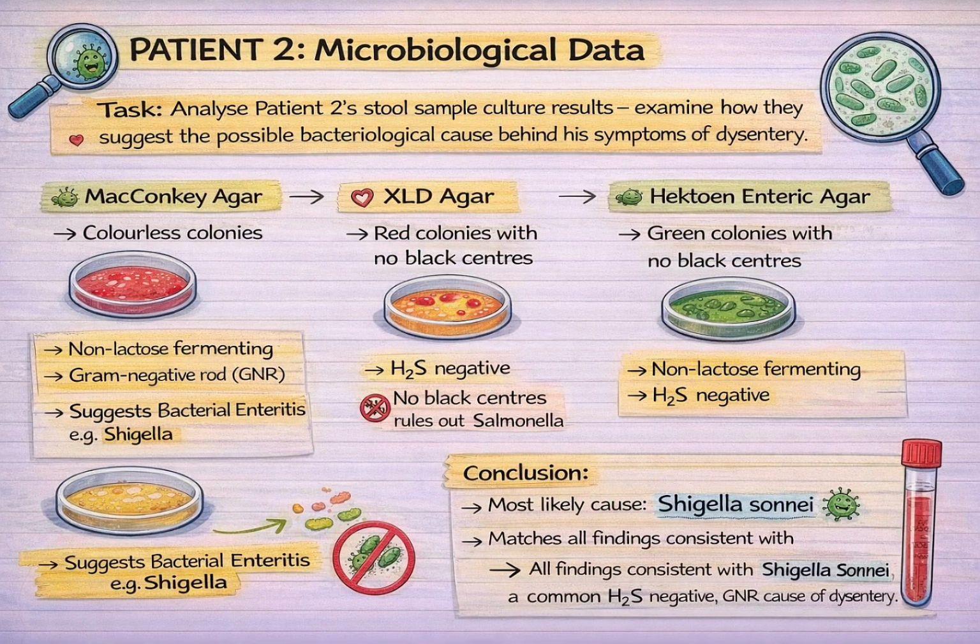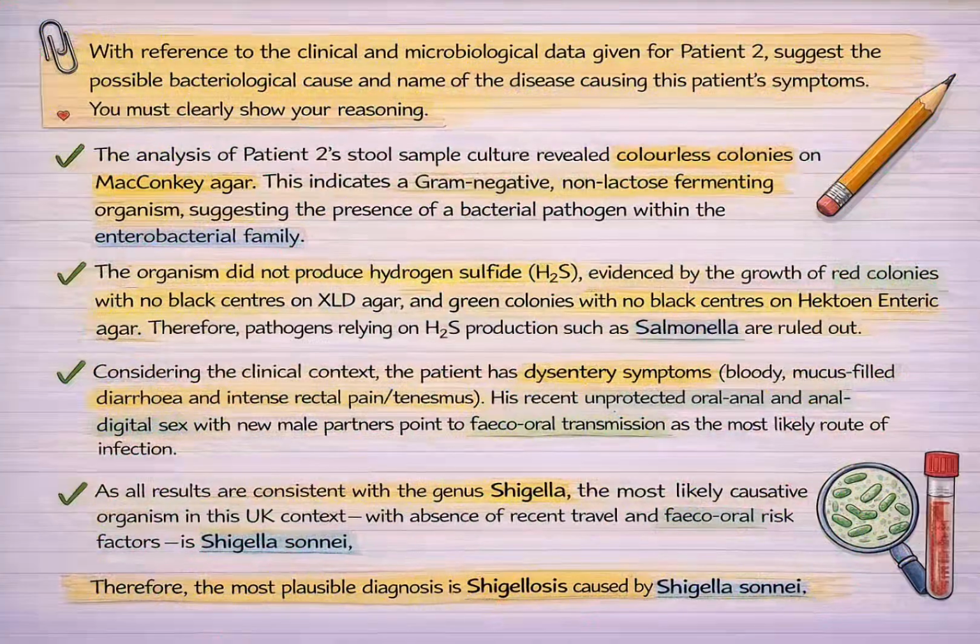Now let's confirm that using the microbiology. On MacConkey agar, the colonies are colorless, so this tells us the organism is non-lactose fermenting. That helps us rule out organisms like E. coli. Then on XLD agar, we see red colonies with no black centers. So this means there's no hydrogen sulfide production, which allows us to rule out Salmonella. So at this point, we've narrowed it down quite nicely to Shigella species.